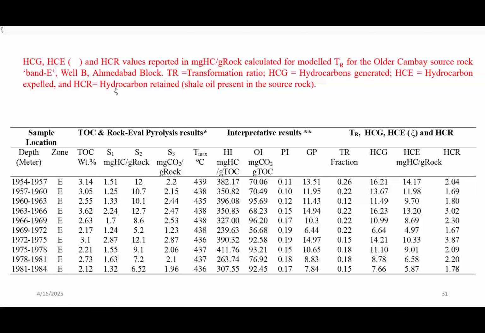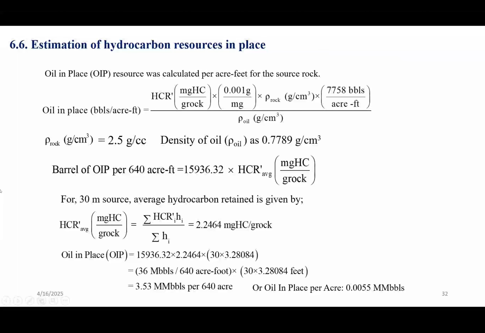So corrected hydrocarbon expelled, then we calculate from this one. The expelled amount could be migrated to some conventional reservoir. So we make this table to identify this. Then we calculate, with an example, how we can determine hydrocarbon resources in place. So here you see hydrocarbon oil in place. This corrected hydrocarbon retained is multiplied, per gram of TOC, so it's per gram of rock that is calculated here. Then we can calculate how much hydrocarbon in place is there.